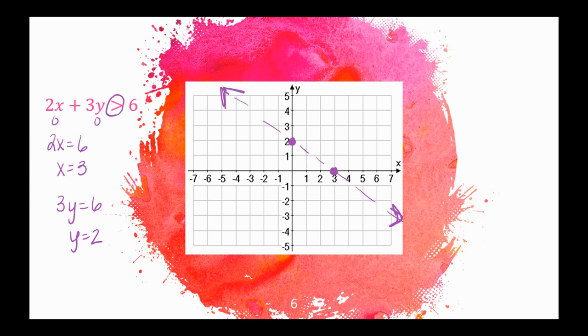I'm either going to shade in this area over here above the line or in this area over here below the line. I want to pick a point on one of the sides, it doesn't matter, to test and see if it's true or false. I like the point 0, 0. It's nice and easy. I can plug it in and I will very clearly know. So if it's true, I'm going to shade over here. And if it's false, I'm going to shade over here.